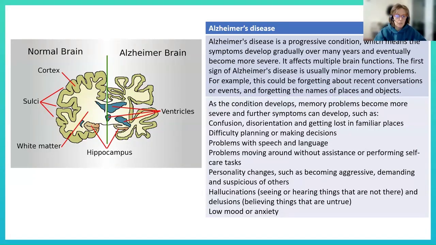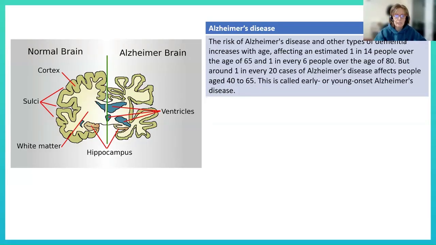It starts off with confusion, difficulty planning and making decisions. As it deteriorates, you have speech and language problems, difficulty moving around. Personality changes are common, hallucinations, low mood and anxiety as well. An estimated 1 in 14 people over the age of 65 and 1 in 6 people over the age of 80 are affected. So you can see that age is the predominant risk factor.